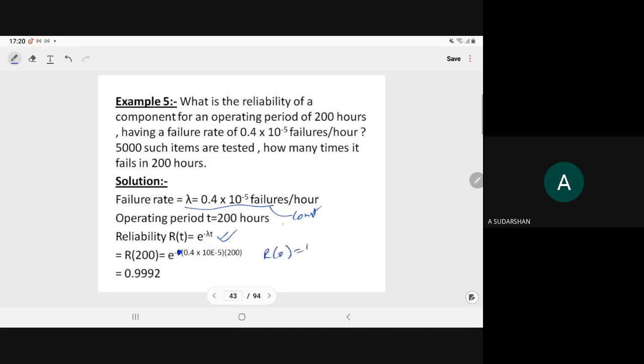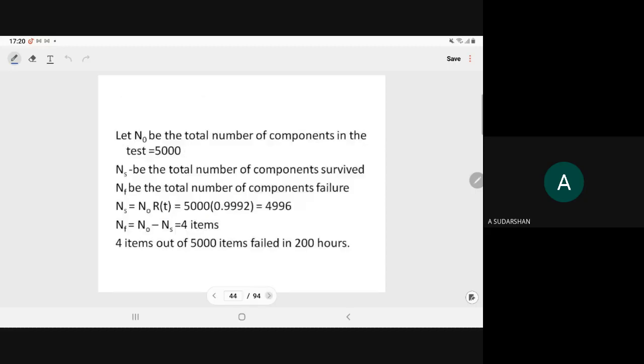Now at zero time we have reliability 1, and a total of 5000 devices are tested, start to test. Now reliability at 200 is given as 0.992. So how many will remain? How can we compute? Let n naught be the total number of components in the test, 5000. Ns is the total number of components survived. Nf is the total number of components failed.